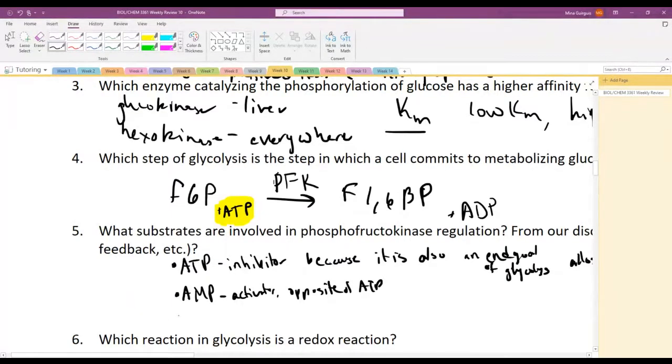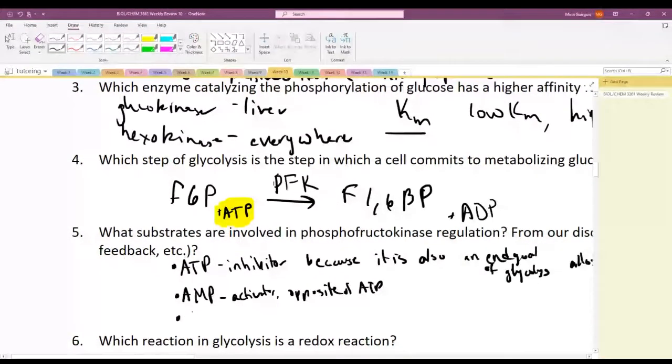And that's the third thing on this list, F26BP. So what is it? Let's think about this in terms of what's going on. We've talked about ATP, so that's the big picture. ATP says we have a ton of energy, we don't need more. AMP says we need energy, keep going with glycolysis. F26BP is an activator of PFK1, the phosphofructokinase that we talked about in question 4.